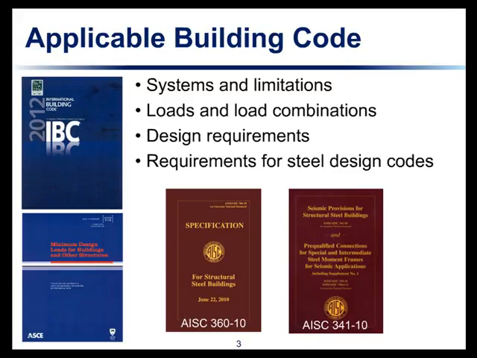It also has the requirements for the steel design codes, meaning which codes do you use. The AISC specification, often referred to as AISC 360, especially by me in this presentation. And when I put AISC 360-10, that just means the 2010 version of the AISC specification. That applies to all steel buildings. There is also requirements for the seismic provisions, which is a separate document. That one number is AISC 341. Again, the 2010 version gives you AISC 341-10.